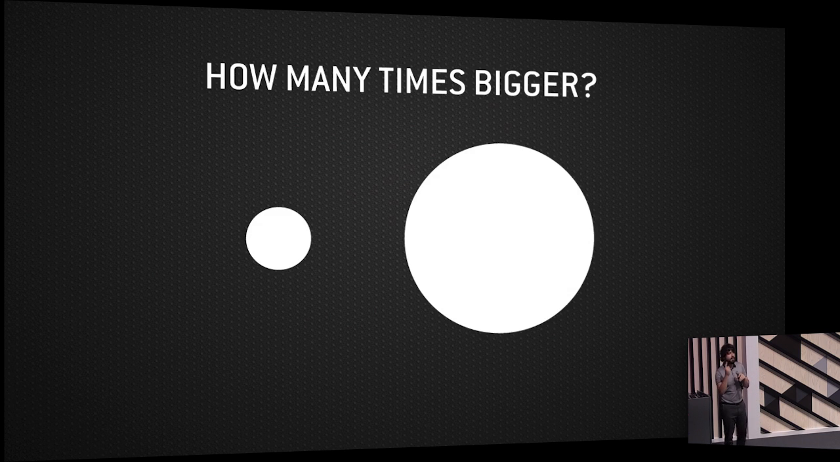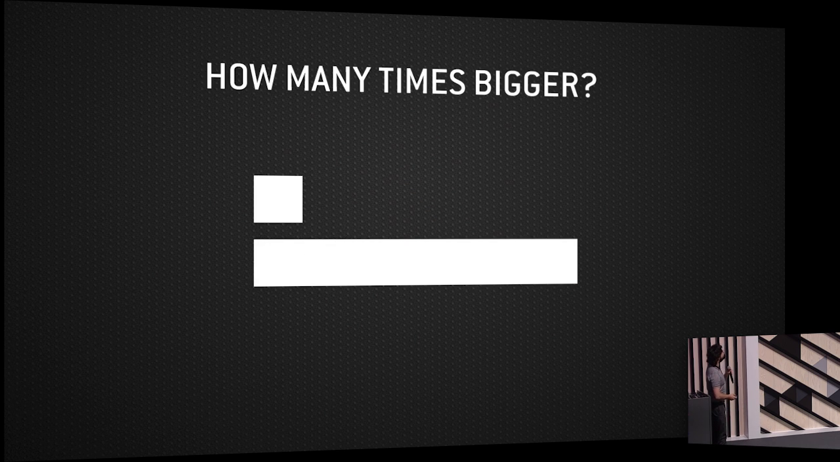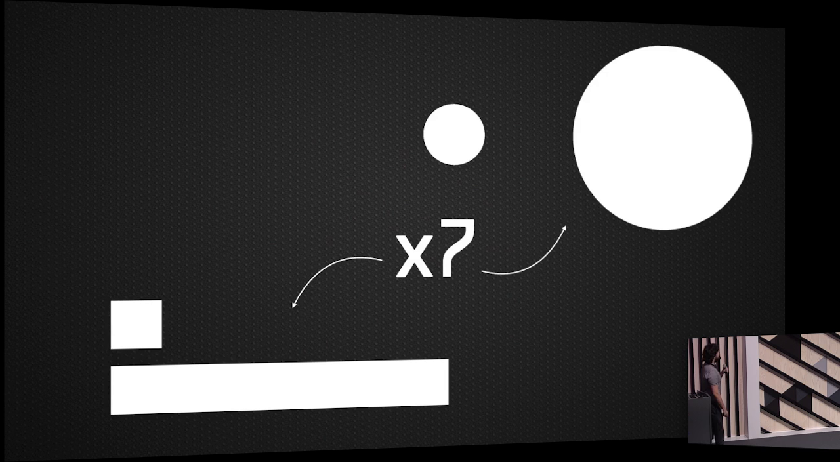How many times do you think the right circle is bigger than the left one? 5 times? 6 times? 7 times? 8 times? 9 times? More or less? 9 times? More? 10 times? 10 times, okay. What about this one? How many times bigger is the rectangle than the square? 5 times? 6 times? 7 times? That's right. In both cases, it's 7 times.